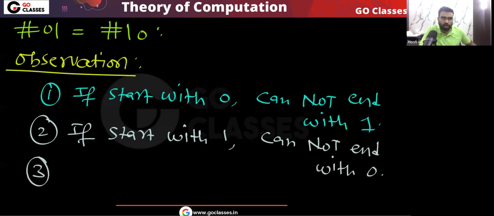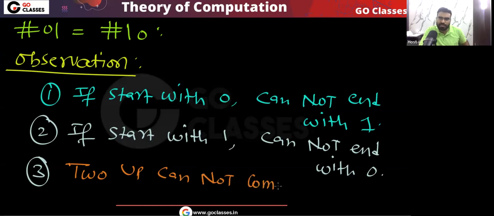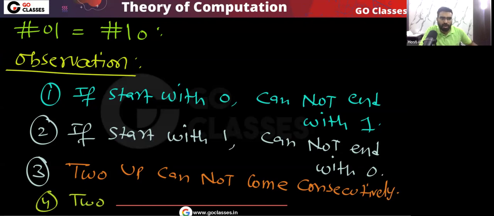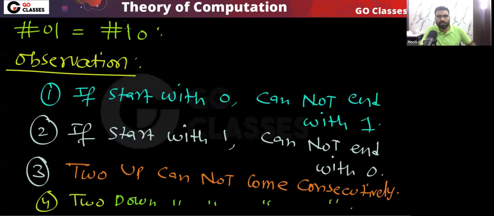Okay, the third observation: 2 up cannot come simultaneously. Yes or no? Back to back, or I can say consecutively. 2 up cannot come consecutively. Do you agree? And similarly, remember, 2 down cannot come consecutively. Okay, is this clear? Simple.